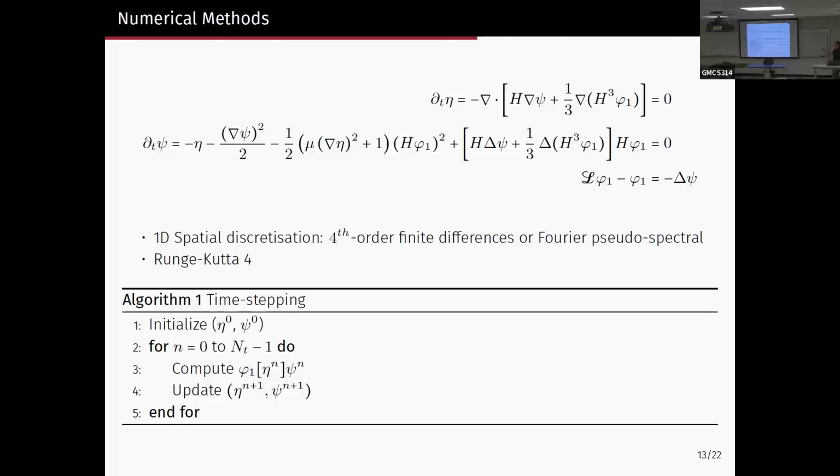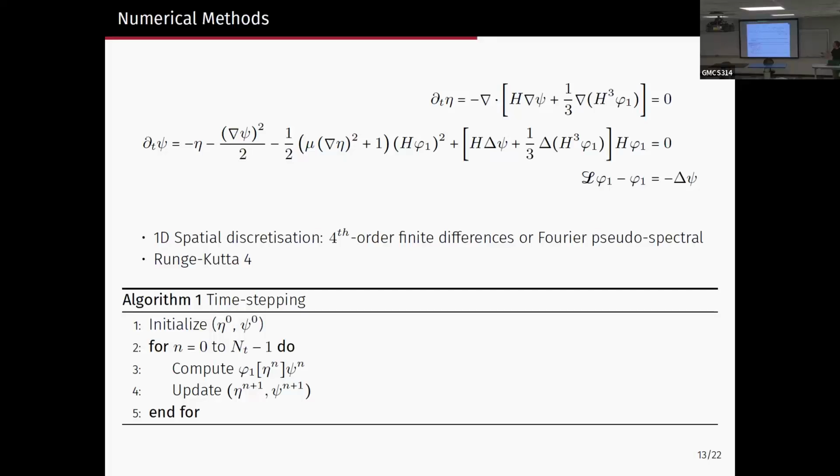Okay, let's go to the numerical examples. Here I will show you examples using fourth order finite differences and the Fourier pseudospectral method combined with a Runge-Kutta explicit classical scheme. The idea is not difficult to understand. We're solving the initial value problem. We start with an initial condition, and at every time step, we have to solve this elliptic PDE in order to update the right-hand side.